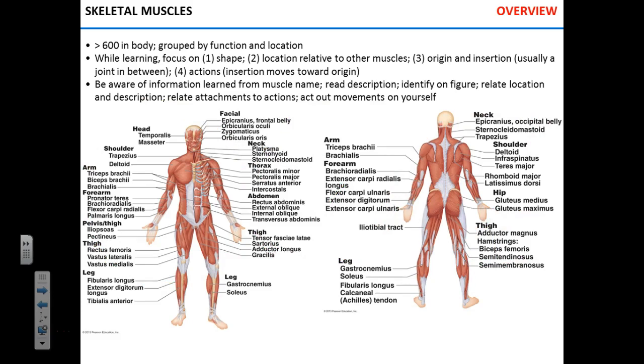Not all 600. Don't worry. And I promise to publish the closed list of muscles that you need to know. Okay, it's not going to be that terrible.